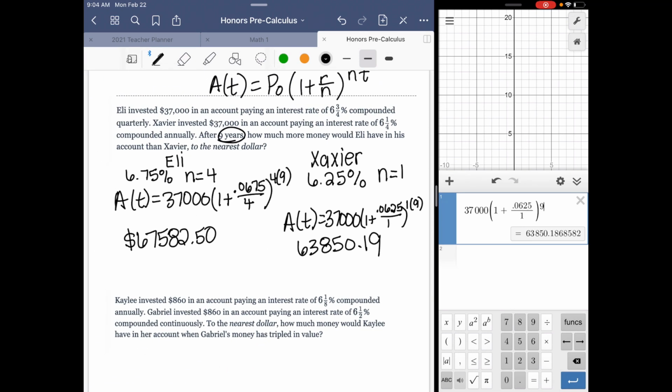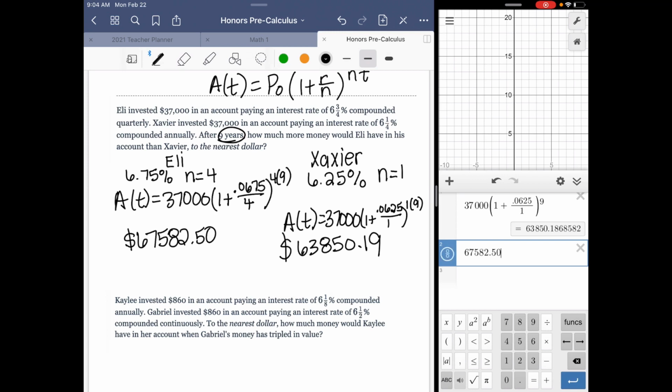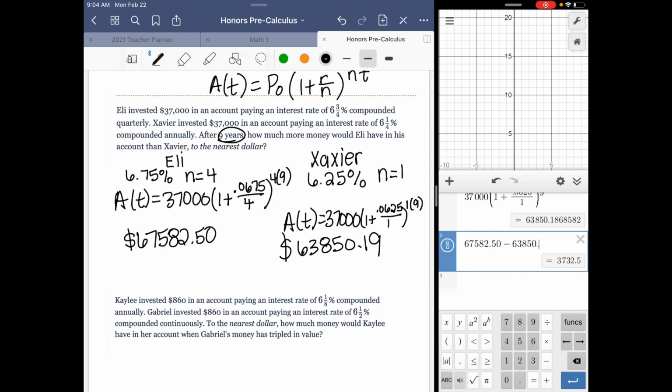63,850.19. Now, it says how much more would he make to the nearest dollar? So we would just simply subtract them here. So we have 67,582.50 minus 63,850.19 to the nearest dollar. So he would approximately have $3,732 more.